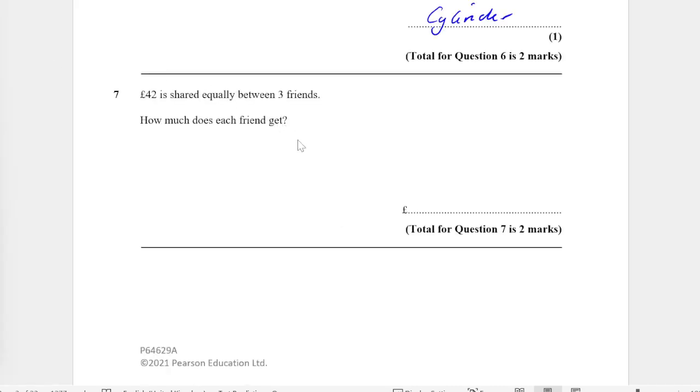Question 7, 42 pounds is shared equally between 3 friends. How much does each one get? So we're doing 42 divided by 3. 3 goes into 4 once with 1 left over. 3 goes into 12 4 times. So each friend would get 14 pounds.